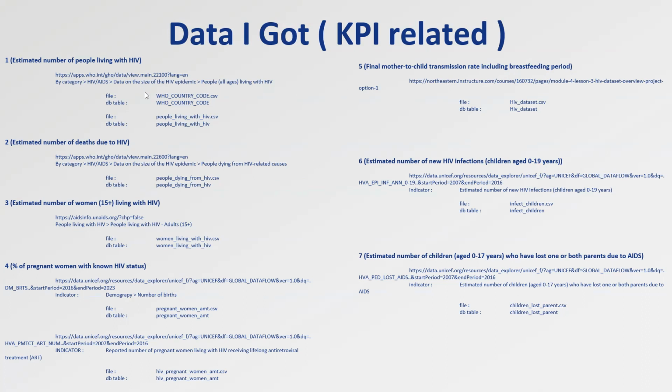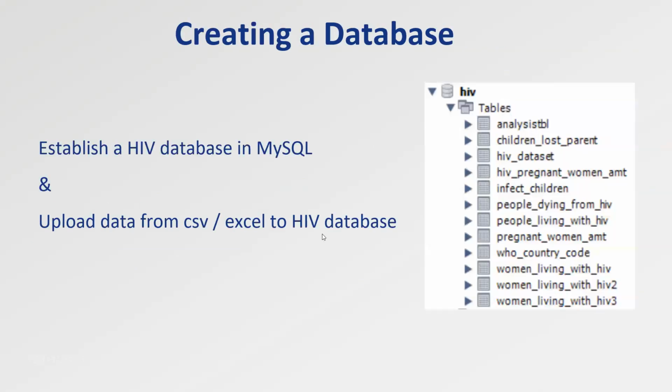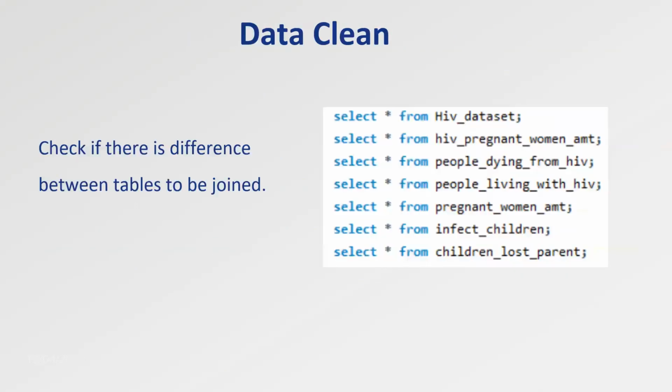And here is the website where I found those data. The next step is getting data from the data sources, and here's the data I got. Then the next step is creating a database, establishing an HIV database in MySQL, and uploading data from CSV and Excel to the HIV database.